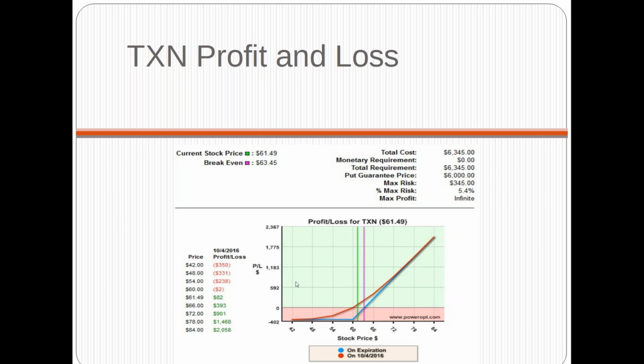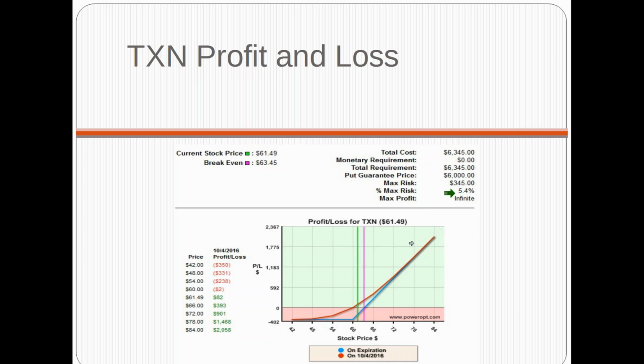Now here's the basic profit and loss chart. As we see here, of course, I've got the numbers set up for us. If we bought the stock and the put and paid out $63.45, we have the 60 put in place, so we're guaranteed an exit, and our risk is the 5.4%, and the upside profit potential is infinite.